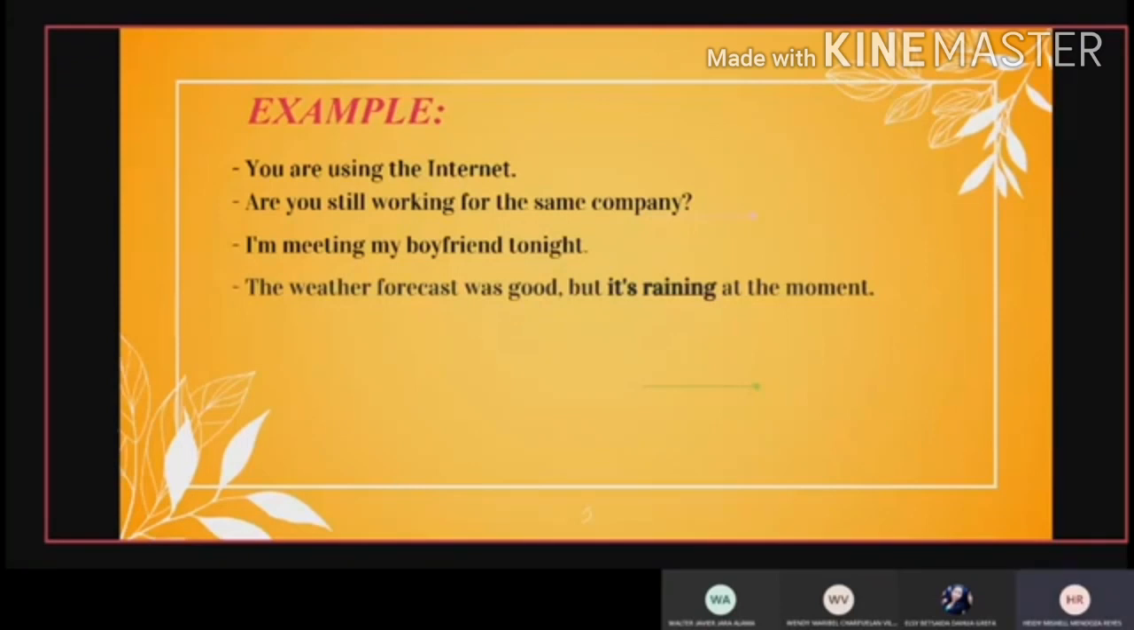To describe an action that is taking place right now, for example, you are using the internet. Or to describe a thing or action that is currently happening. For example, are you still working for the same company? Another use is to describe a future action or event that is already planned. For example, I'm meeting my boyfriend tonight. Another is to describe a temporary situation or event. For example, the weather forecast was good, but it's raining at the moment.